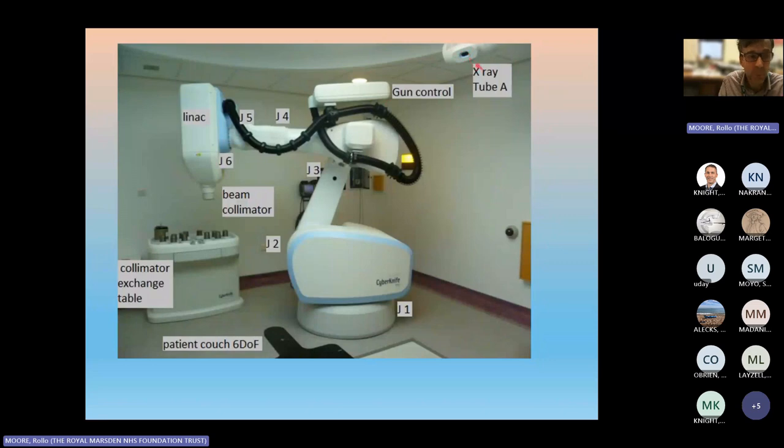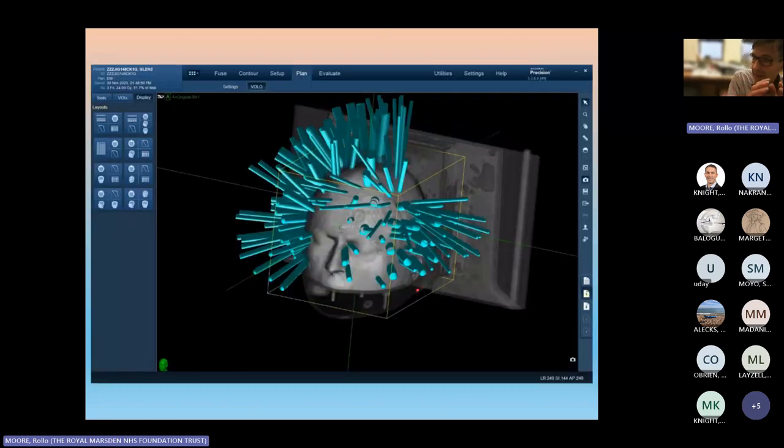And part of the process for IGRT is implemented with X-ray tubes. There is in fact 2 of them. One is out of the picture on the other side, X-ray tube A and B, and that provides a stereotactic, which means to say in 3-dimensional space, a way of aiming the robot at the required place in the patient.